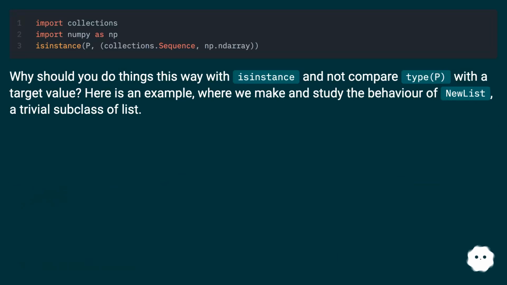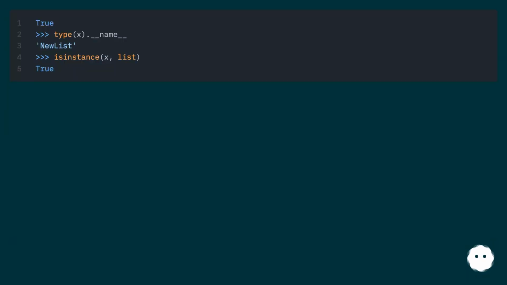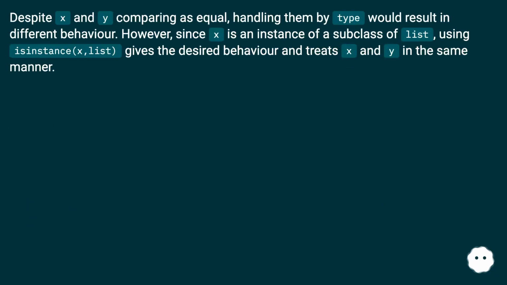Why should you do things this way with isinstance and not compare type(p) with a target value? Here is an example where we make and study the behavior of newList, a trivial subclass of list. Despite x and y comparing as equal, handling them by type would result in different behavior. However, since x is an instance of a subclass of list, using isinstance(x, list) gives the desired behavior and treats x and y in the same manner.